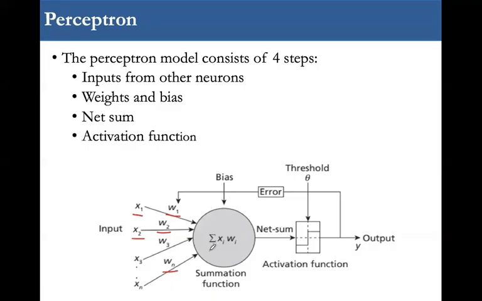The calculation of net sum is based on the summation function, which is summation of xi into wi, which is nothing but x1 w1 plus x2 w2 plus etc. to xn wn. This results in the net sum, which is applied via the activation function. The activation function most probably will be a binary step function. Based on the activation function and the threshold value, the perceptron outputs a y. So this is the mathematical representation of a perceptron.